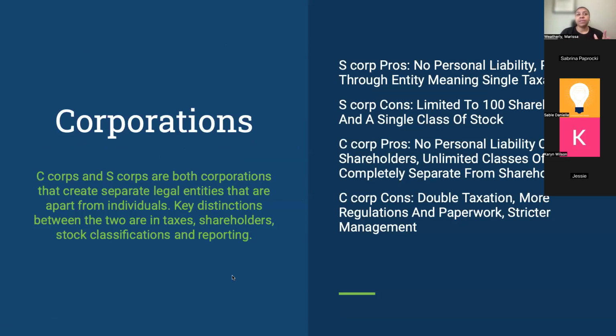Okay, so corporations. C Corps and S Corps are both corporations that create separate legal entities that are apart from an individual. The distinctions between the two are in taxes and then shareholders, stock classifications, and reportings. Corporations are a bit more complicated versus an LLC or a partnership. There's a lot more paperwork involved. The great thing though is there's no personal liability. Like, when McDonald's gets sued, McDonald's is sued. Target is sued, Target is sued.